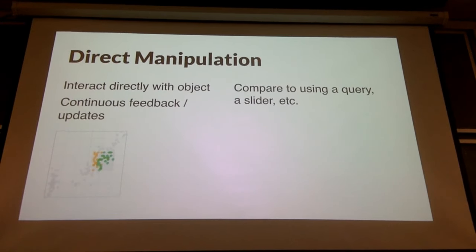There are essentially two main paradigms of interacting with interfaces. The one is direct manipulation, and the other one is indirect manipulation. So what's the distinction here? When I do direct manipulation, which is especially important in data visualization, I directly interact with the data.